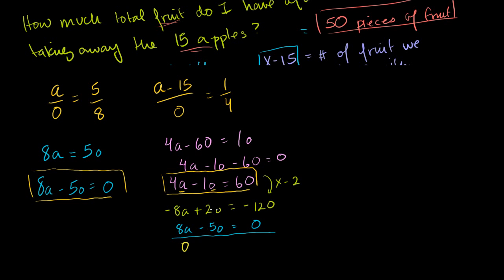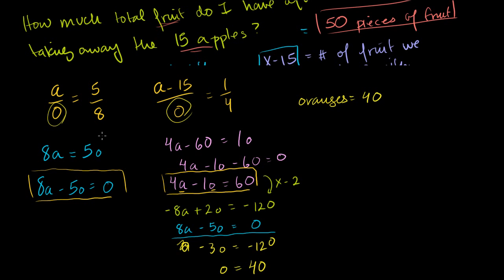This becomes 0a minus 5 plus 2, which is minus 3o, is equal to minus 120. Or o is equal to, if you divide both sides by minus 3, you get o is equal to 40. O is equal to 40. So the oranges is equal to 40. And that's before and after. The O never changes. O is equal to 40.